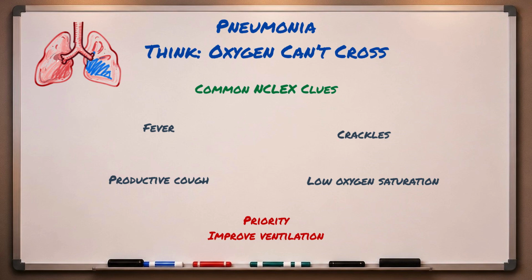crossing into the bloodstream. That's why patients often develop low oxygen saturations, crackles, fever, and a productive cough. The lungs are filled with fluid, making oxygen exchange less effective. So, when you see pneumonia, your priority should be oxygenation and helping oxygen cross into the bloodstream.